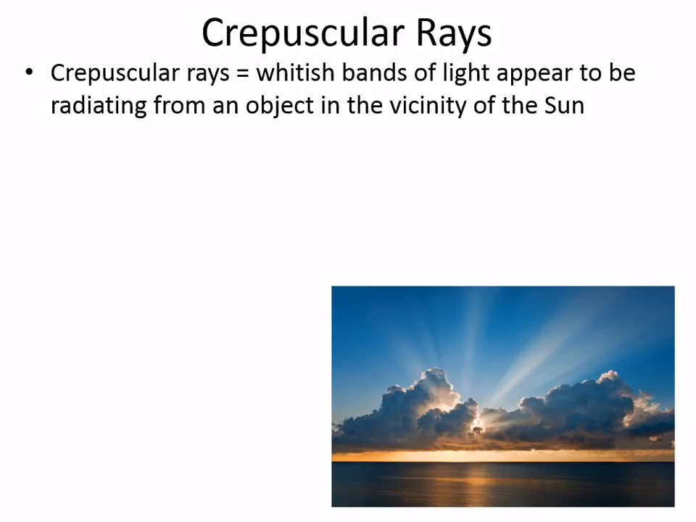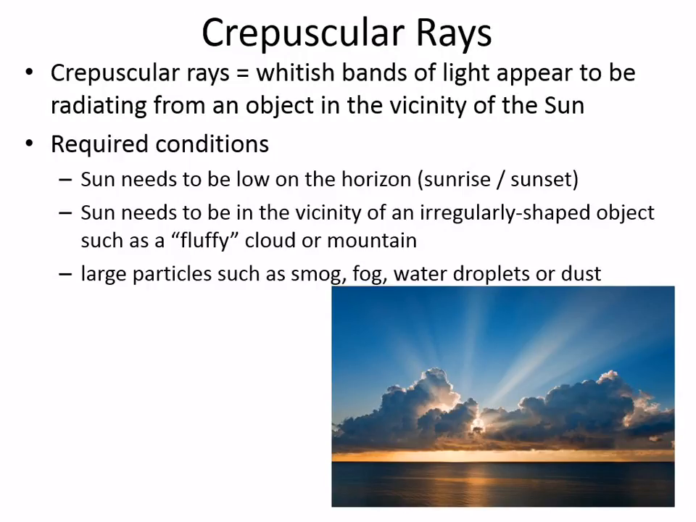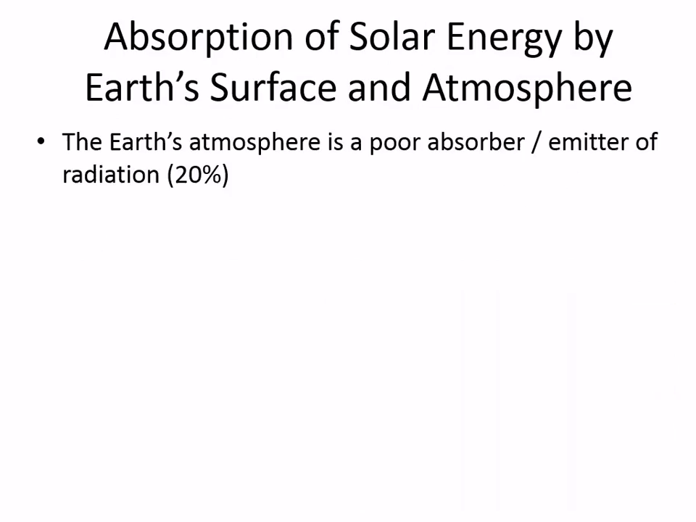But crepuscular rays kind of look like this. The conditions you need to get a crepuscular ray going are some sort of water vapor, which gives us our striations, an irregular object, which could be clouds in this case, or a mountain, and the sun needs to be low on the horizon. So, crepuscular rays. They sound bad, but they're really not.